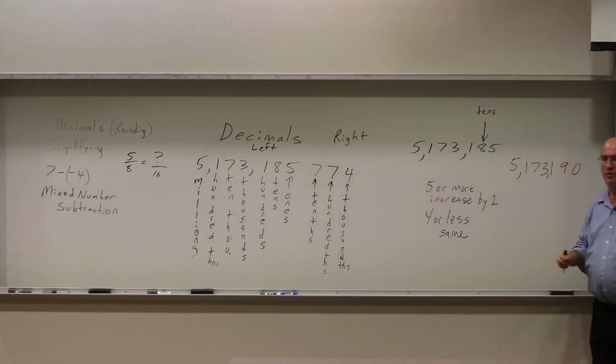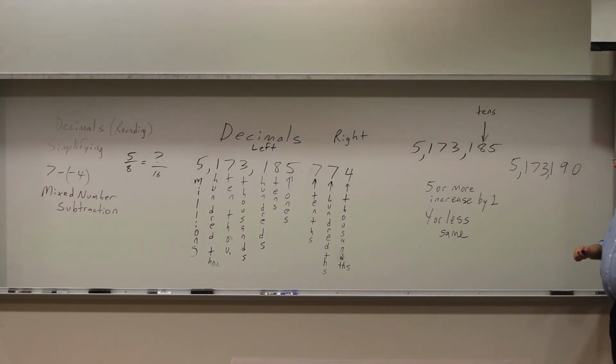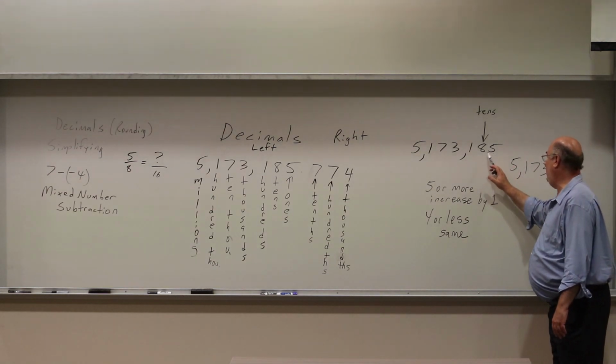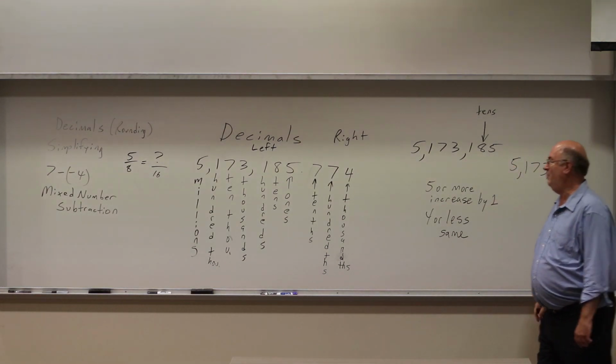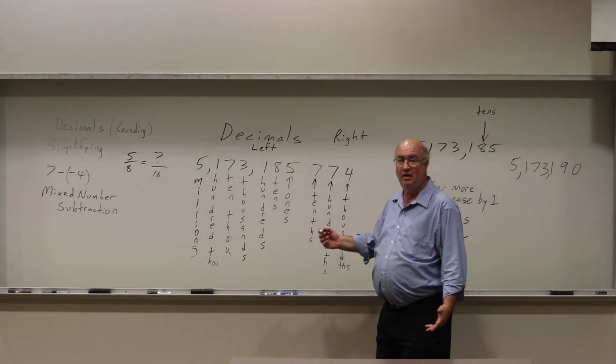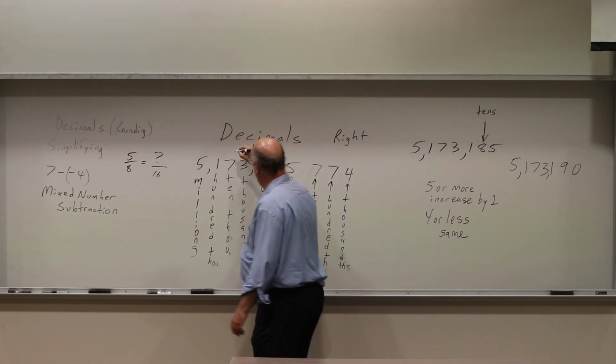So now we have 5,173,190 as our rounded number. Okay, so we bounce this up by 1. If this was a 3, we'd have 1/8 and we'd put a 0. And it would be the same for any of these numbers. We could say round it to 10 thousandths over here. We can look at that.